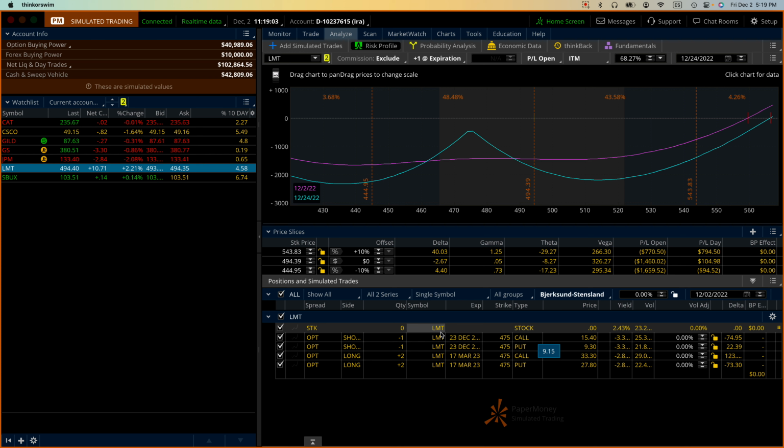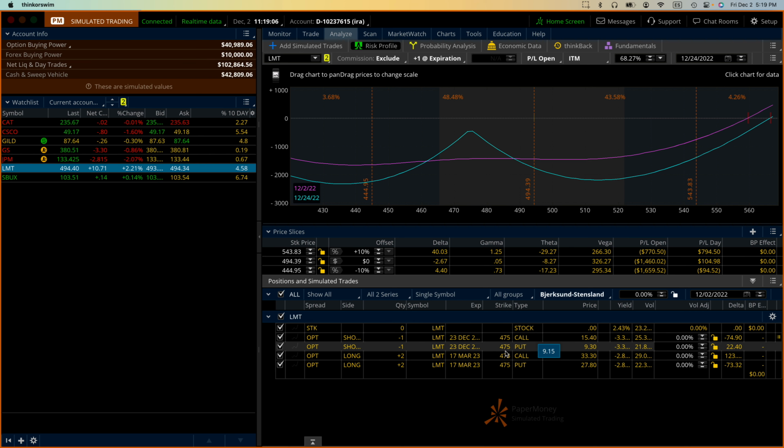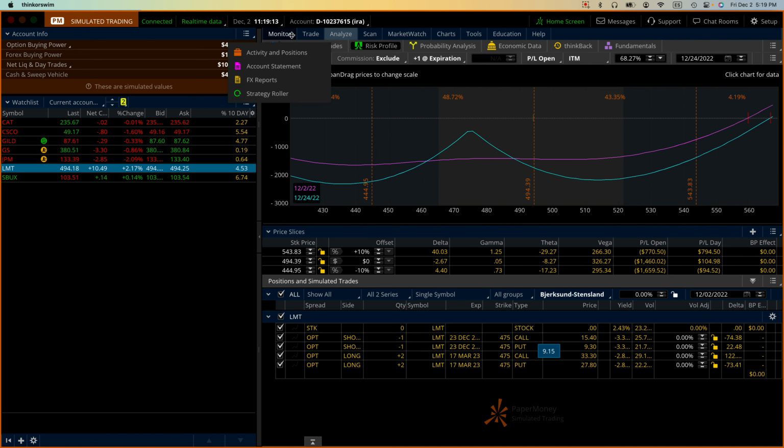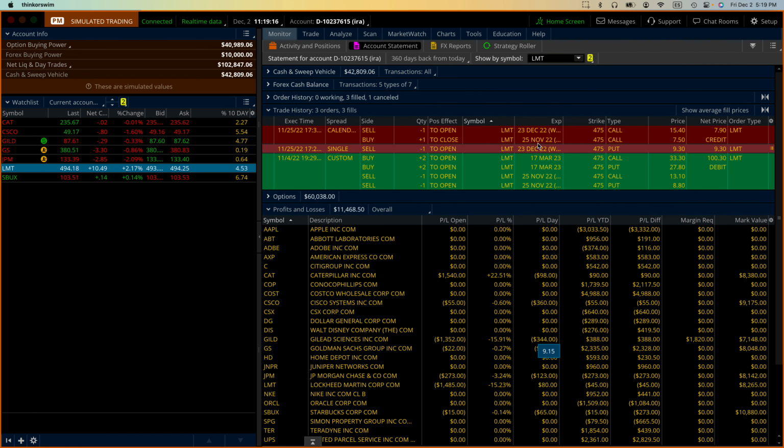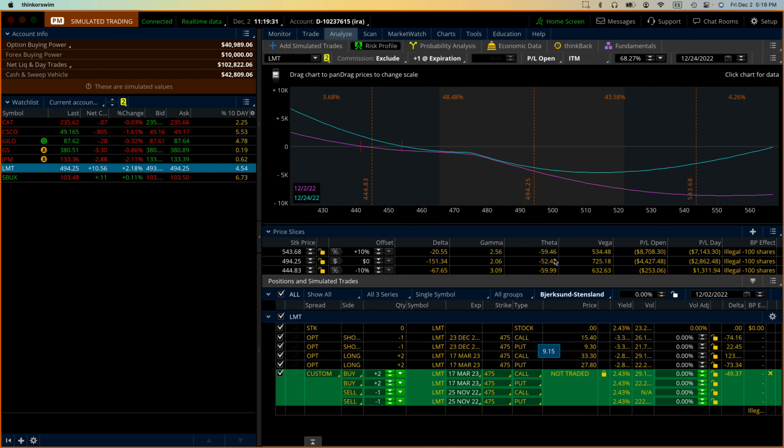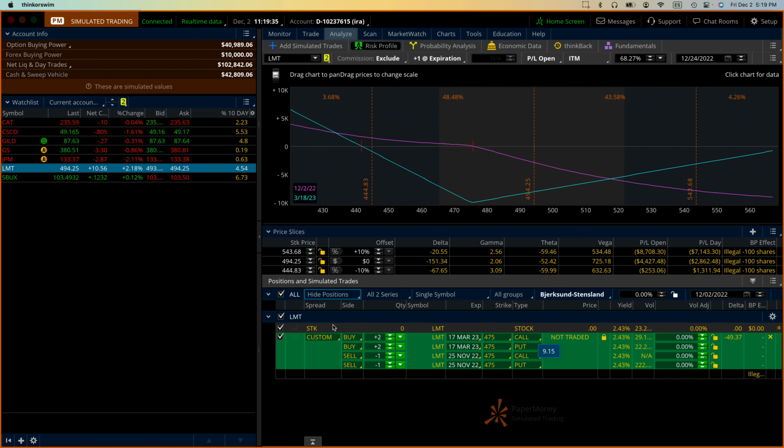Let's move on to LMT, that's Lockheed Martin. And this one, as you can see, has the expiration on the 23rd. There's plenty of time so far. Let's go to the monitor tab. And this one I have had. I've already done a rollover because it was November. Or it's an older trade, I think. Let's say analyze trade. Yeah, that's the trade I have. So far, a bit of a loser.